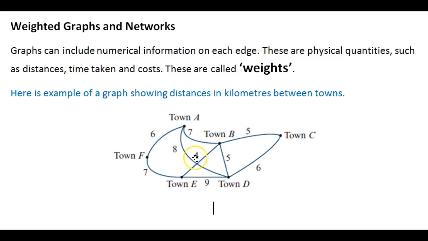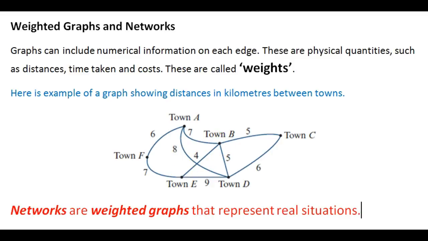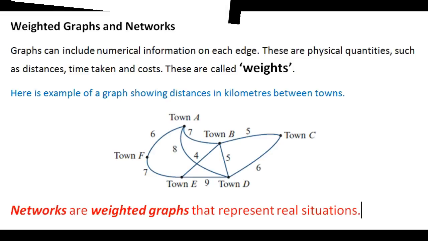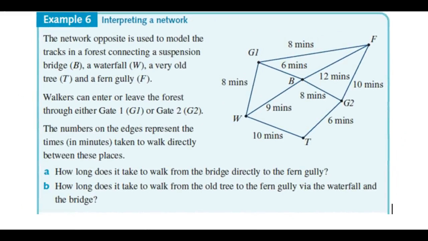Sometimes you have to be careful to be sure what number relates to which edge. Clearly here between town A and town D, 8 relates to that distance, and the distance between town B and town E is 4. Networks are weighted graphs that represent real situations. Let's have a look at a problem from your textbook.